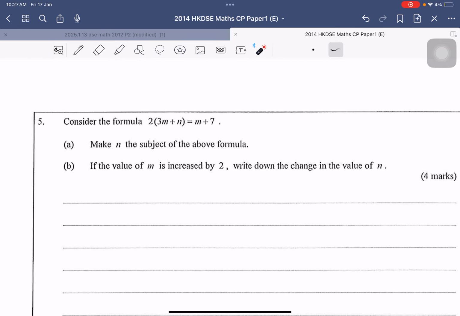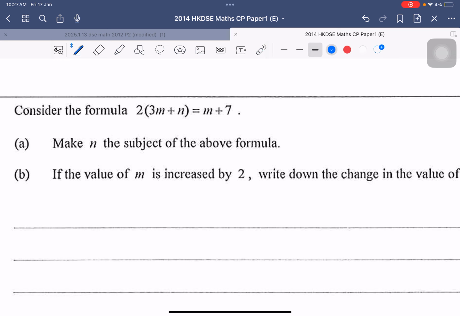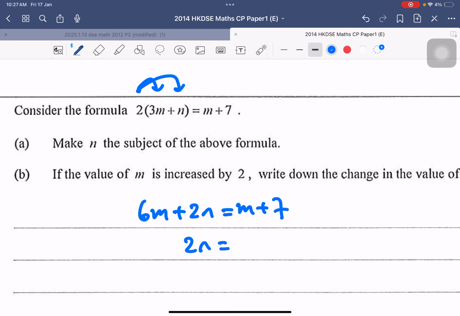So next question. Consider the formula. It's change of subject, isn't it? So what's the first step? We expand the bracket, so we have 6m plus 2n equal to n plus 7. Then we move all of the n together, isn't it? So 2n is equal to negative 5m plus 7.